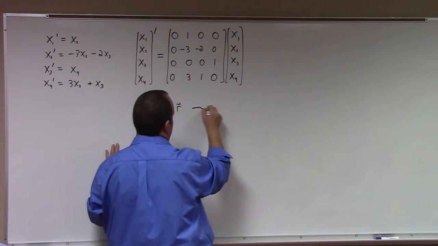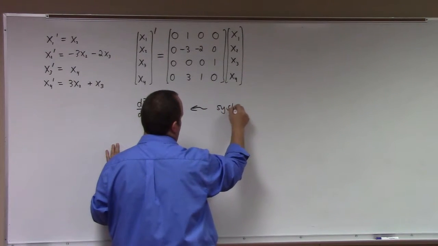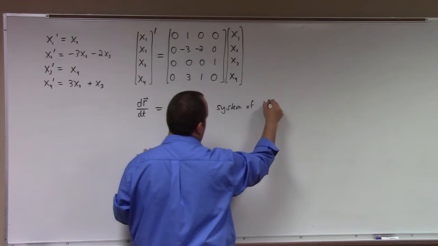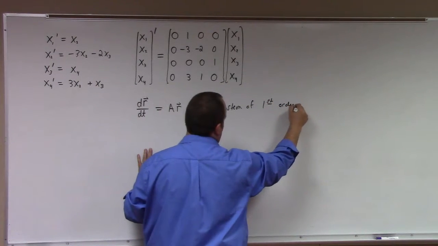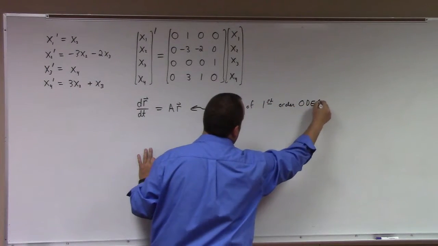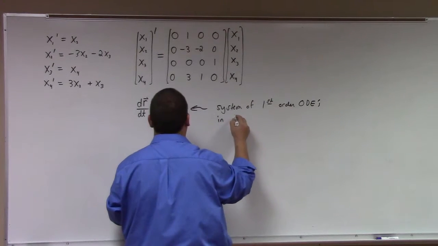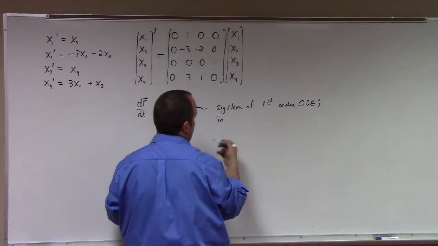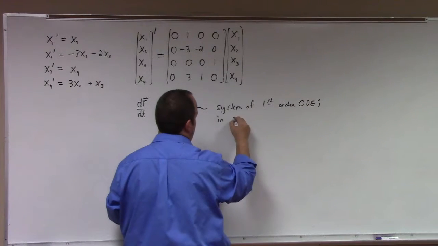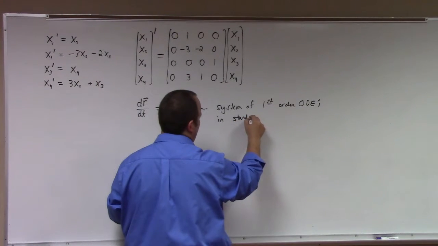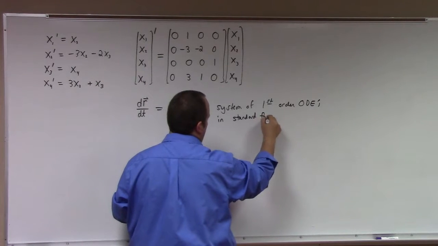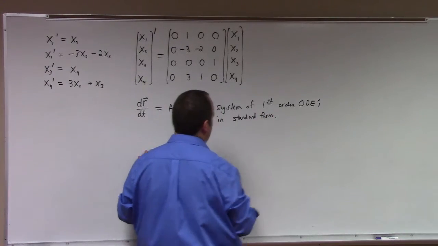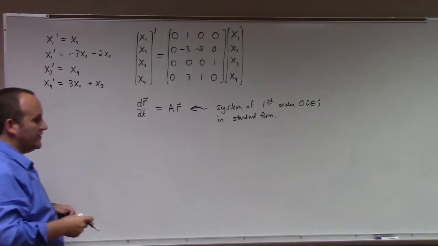So this is a system of first order ODEs in, I don't know what the name of this is, but I would say standard form. I'm just using my own terminology. I don't remember what the official terminology is from your book. It doesn't much matter. But this is the problem that we want to learn how to solve.